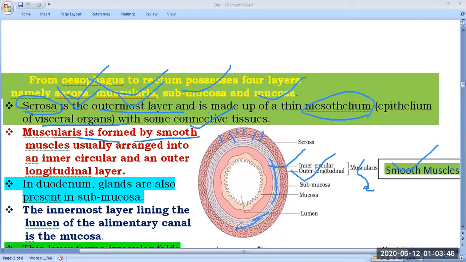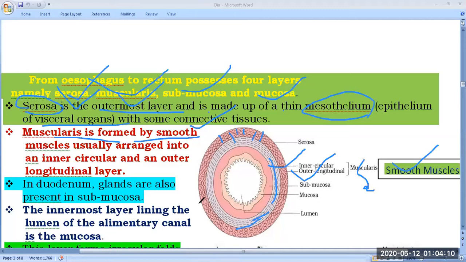Everywhere from rectum to esophagus, there are only two layers in the muscularis region, except the stomach. In the stomach, the outermost is longitudinal, then the middle is circular, and the innermost has one special type known as the oblique muscles. These are also basically made up of smooth muscles.